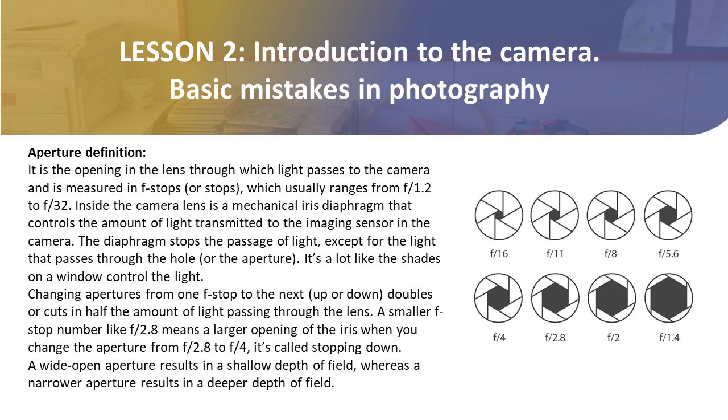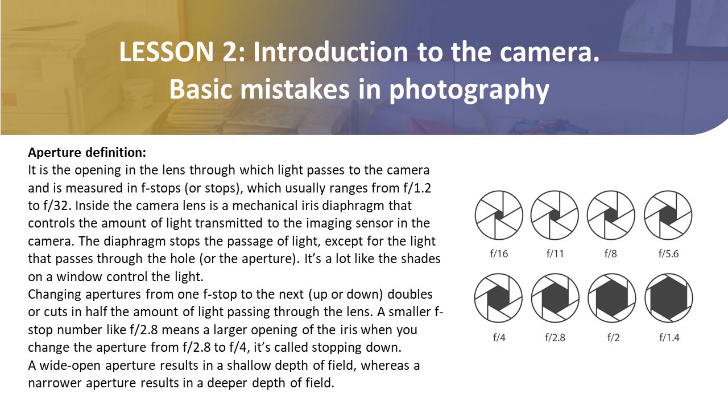Changing apertures from one f-stop to the next, up or down, doubles or cuts in half the amount of light passing through the lens. A smaller f-stop number, like f2.8, means a larger opening of the iris. When you change the aperture from f2.8 to f4, it's called stopping down.